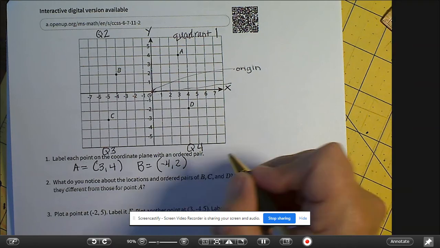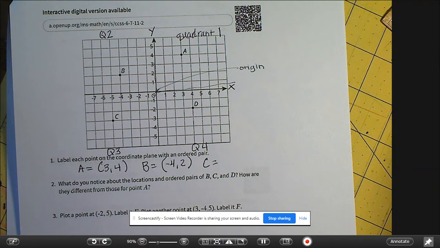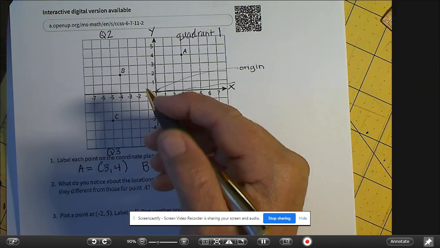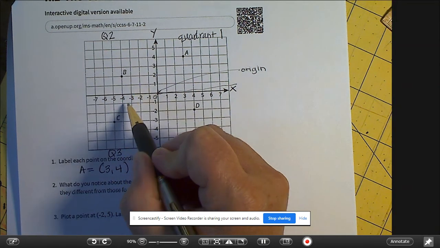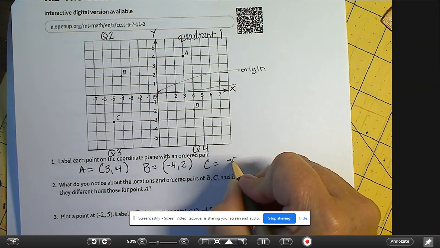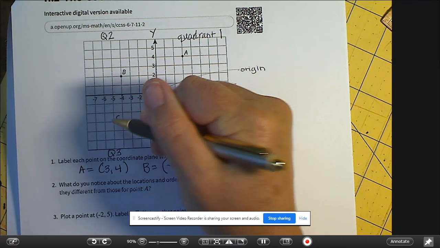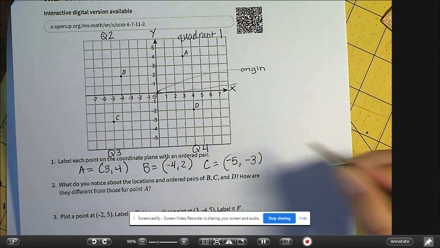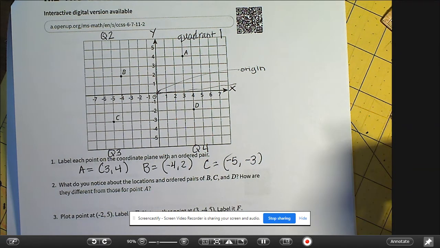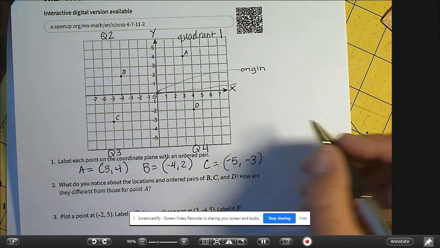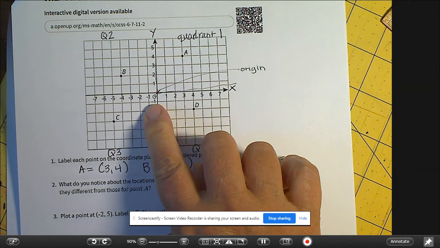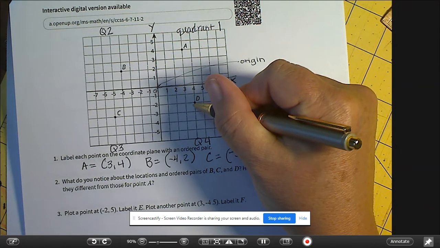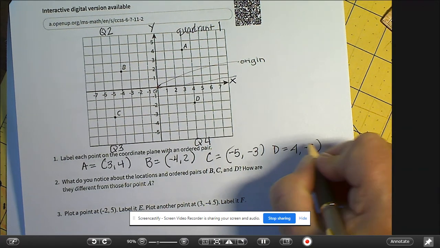Okay, then we're going to C. All right, C is down here, so we're going over first. That's going to be -5. And we're going down, so that's also negative, -3. And D is going 4 over and down 2, so that's a +4 and a -2.